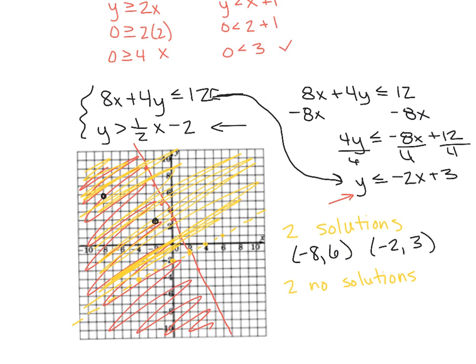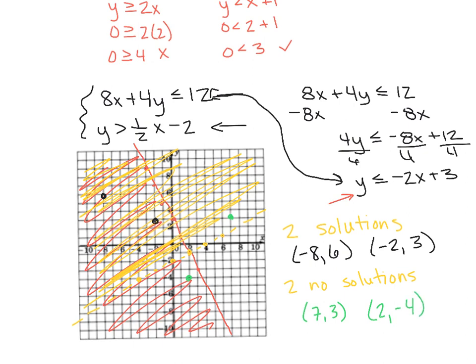Okay? And an easy way to pick your no solutions are any points that are in just yellow or red. So let's choose one from the yellow. We'll choose this point. And one from the red. We'll choose this point. And our yellow point was 7, 3. And our red point was 2, negative 4.